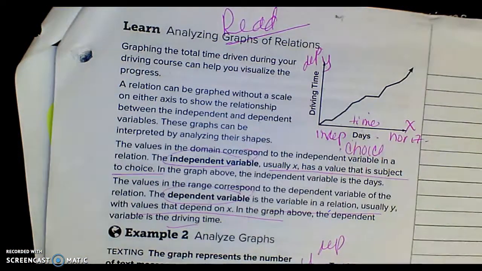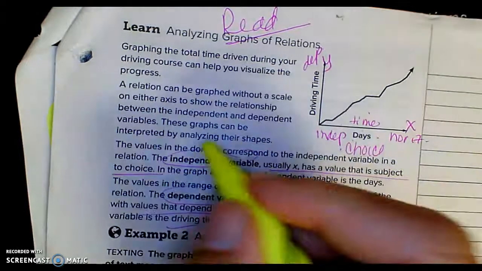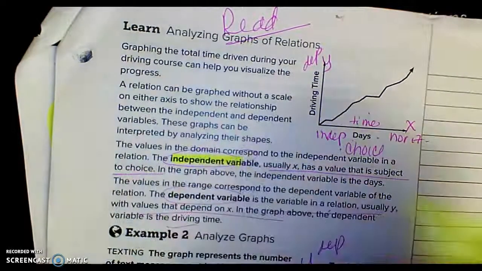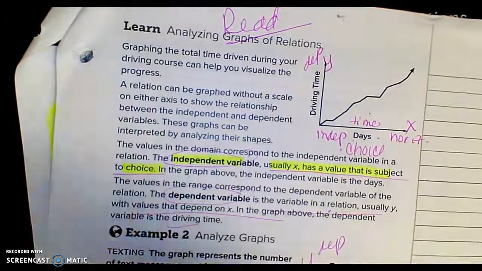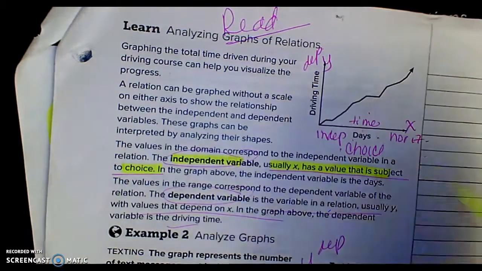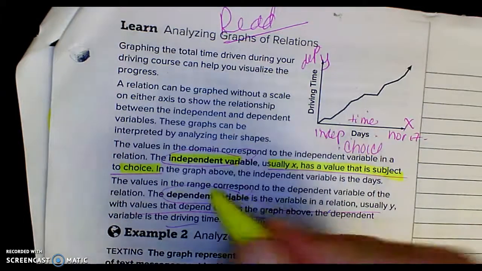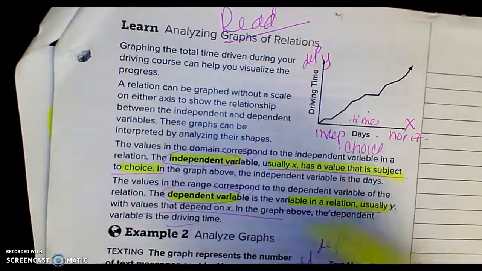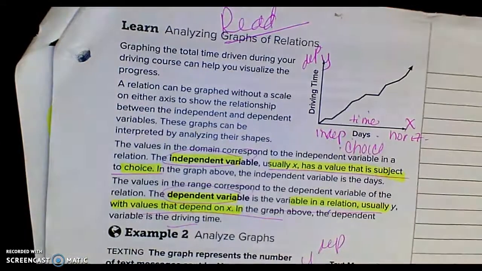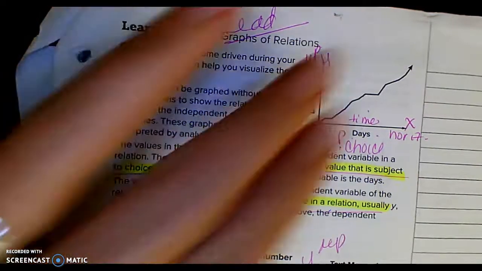A couple of key things that are really important out of this paragraph. You have the independent variable, which we know is our x. Subject to choice. We could choose. The dependent variable is the y. Okay? And it depends on x. So that's why they call it a dependent variable. So those are important things to understand about that graph.